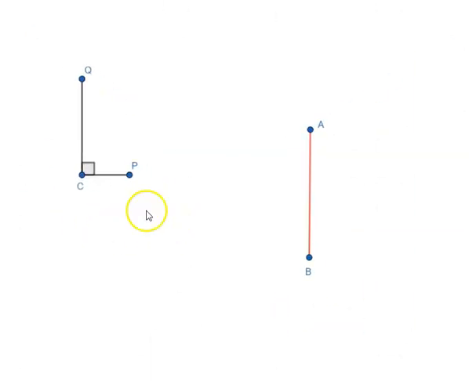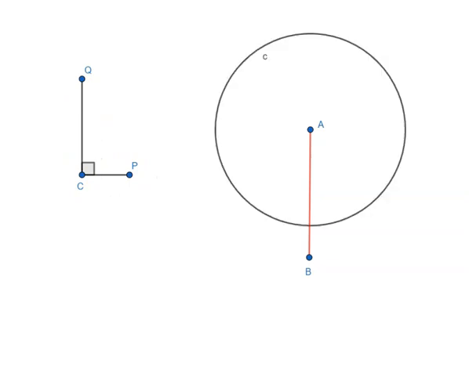Now let's look at the second case, because this angle can be an acute angle, it can be a right angle, or it can be an obtuse angle. We have already looked at the case of acute angle. So now let's look at right angle. So we have to construct a segment which contains an angle equal to a right angle. Again, we draw a line passing through A by making sure that it forms an angle equal to angle PCQ, which is a right angle. We know how to do that.